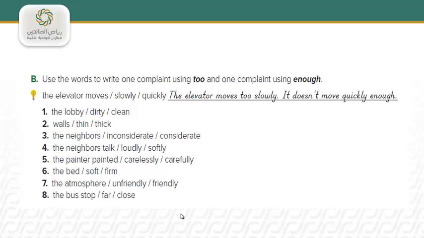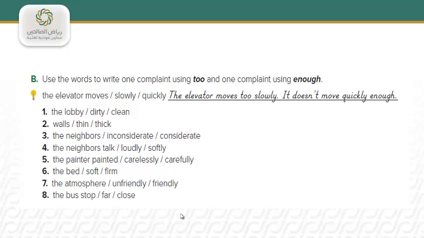The elevator moves slowly, quickly. We can say the elevator moves too slowly. It doesn't move quickly enough. Can you see the difference between too and enough? Too precedes the adverb, جت قبل الظرف, but enough follows the adverb, جت بعد الظرف.